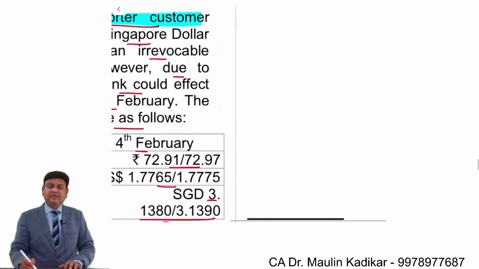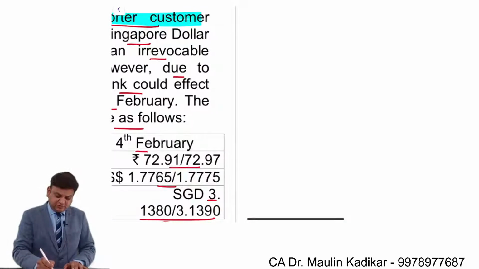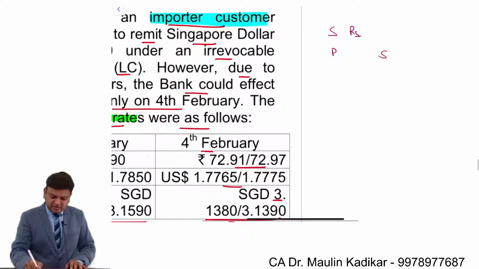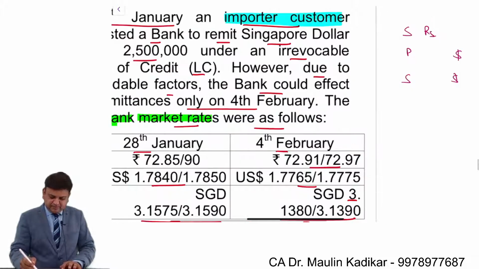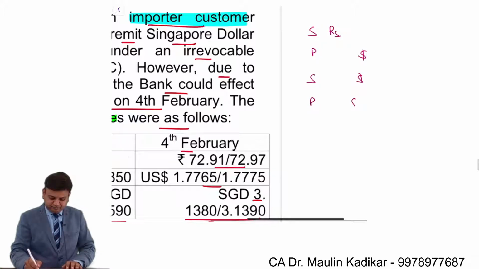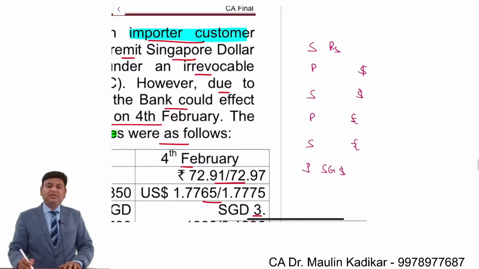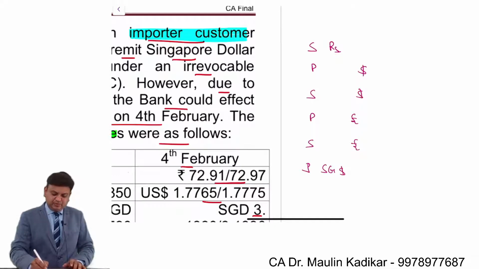So the Indian company is required to enter into the transaction for sell of rupees, purchase of dollar, sell of dollar, purchase of pound, and sell of pound, purchase of Singapore dollar. So there is a combination of these three transactions. With that you will be able to purchase the Singapore dollar. This is what we understand.